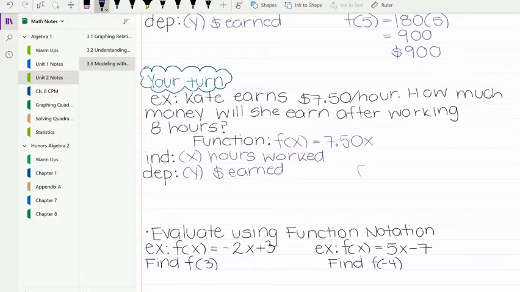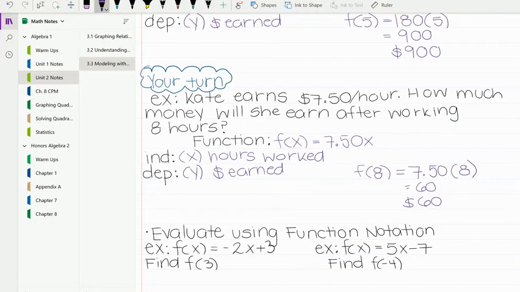So since our function is f of x equals 750x, we're going to evaluate that function at 8. So f of 8 equals 750 times 8. And 750 times 8 is 60, which means that Kate will earn $60.